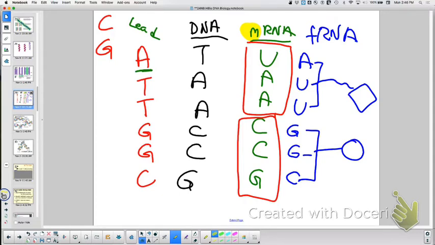Okay? The process by which we use this red DNA to make the DNA, that's replication. The process by which we use this red DNA to make mRNA, what is that called? Transcription. The process of using this mRNA to ultimately build our protein, we call that translation. Good. Okay, good. I want to make sure you understood that.